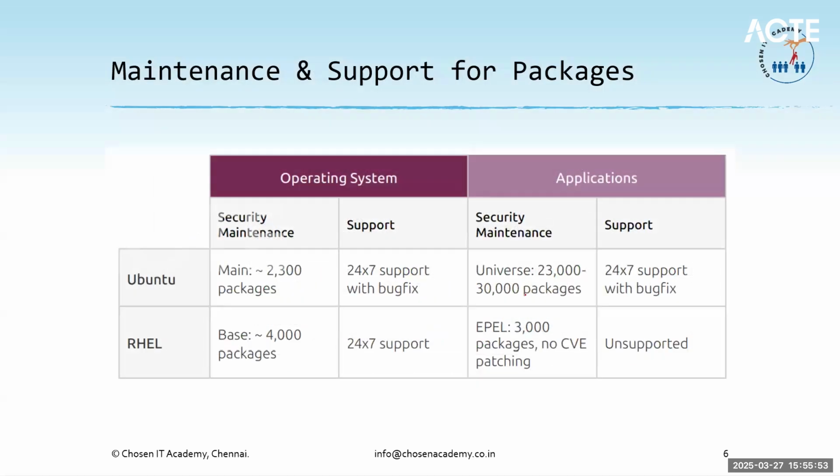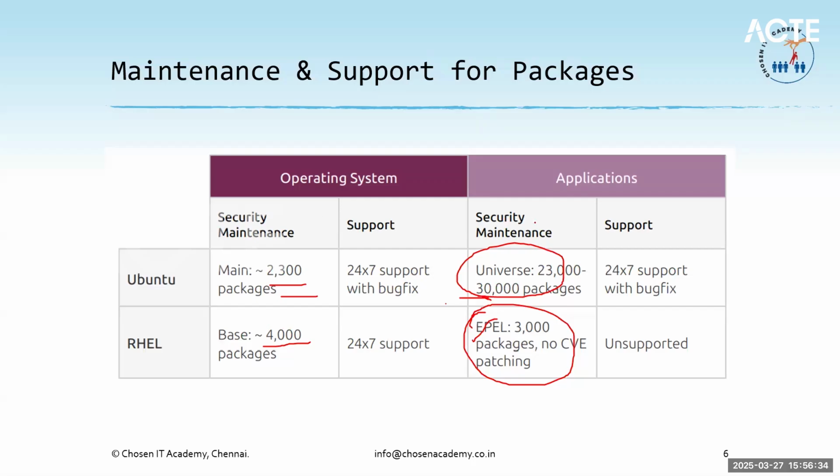Okay, so maintenance and support for packages. Two things I have given that I thought would be useful. Ubuntu has this many packages in Universe, which is an additional repository, whereas EPEL has just 3000. And here also, the main repository has about 2300 packages, whereas RHEL has BaseOS, AppStream, all of those put together comes under 4000 packages, whereas here it is 2300.